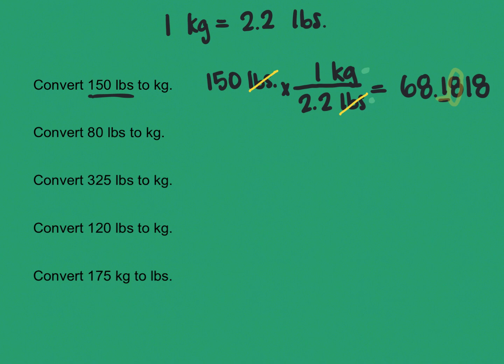Here we see an 8 to the right of that 10th place. And so an 8, anything above 5, we will round up. Anything below 5, we will round down. In this case, the 8 is higher, so we are actually going to get a final rounded answer of 68.2 kilograms for our final patient's weight.